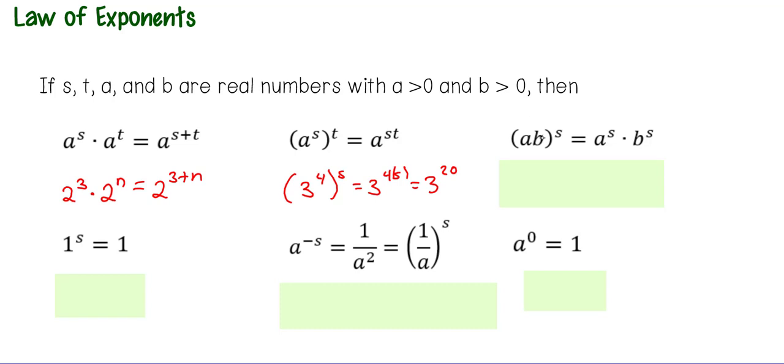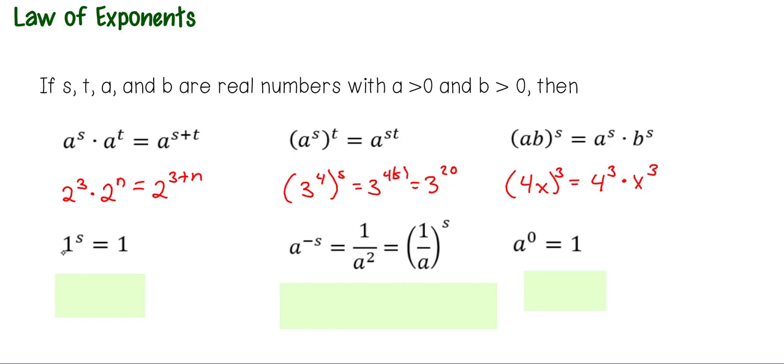AB taken to the s power, we could split it apart and make it a to the s power times b to the s power. So whenever we have something contained within parentheses, each individual item within those parentheses is taken to the power outside of it. So for example, if we have 4x to the 3rd power, it would be 4 to the 3rd power times x to the 3rd power.